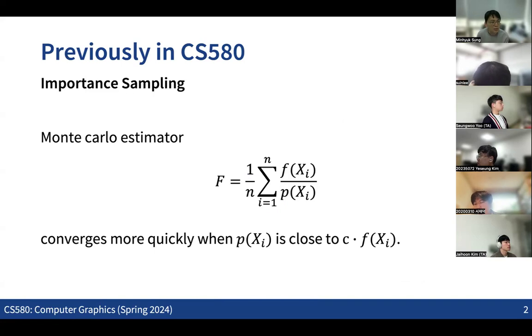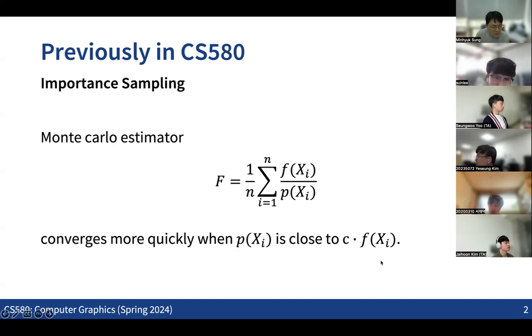So last time we discussed some basic ideas about importance sampling, which was the case that if we draw the samples based on some probability distribution, then depending on which probability distribution we choose, the estimator can have faster or slower convergence, right? So the best option might be to choose a probability distribution which has a similar shape to the function that we are taking the integral of, then we can get the best convergence rate.